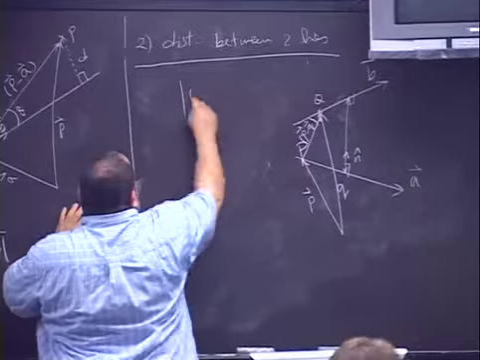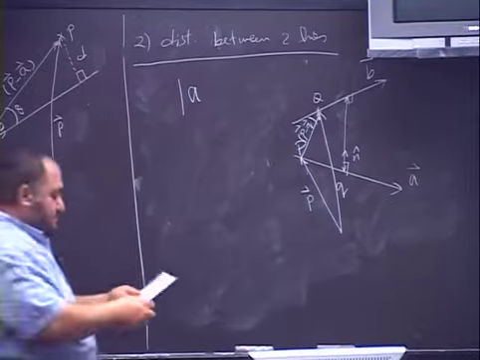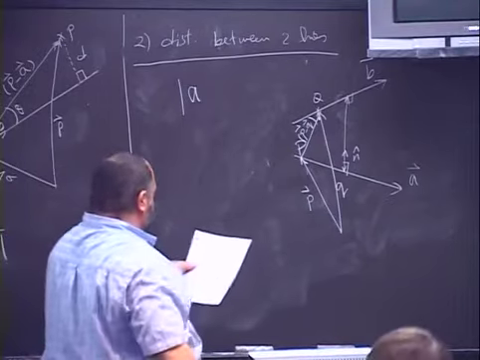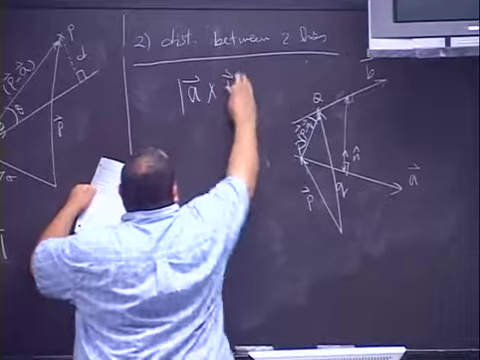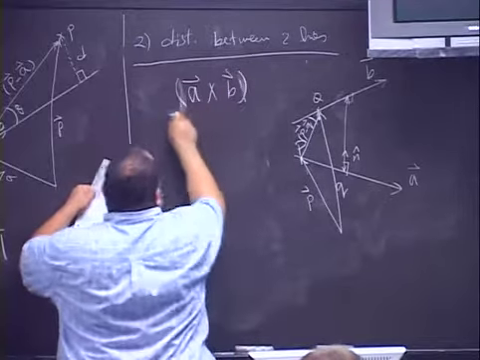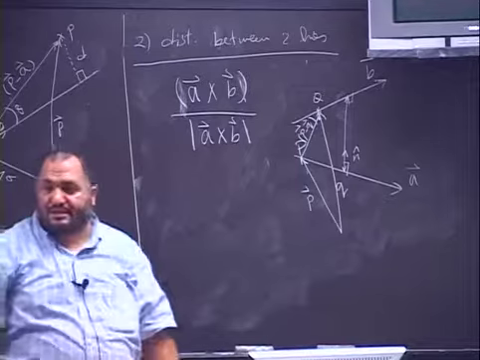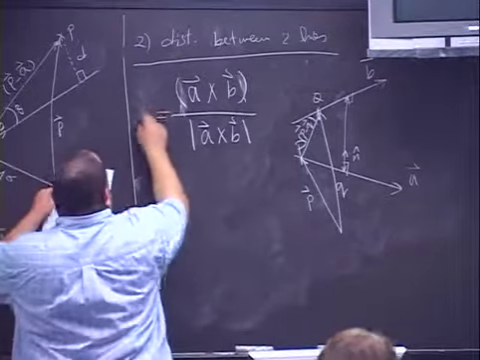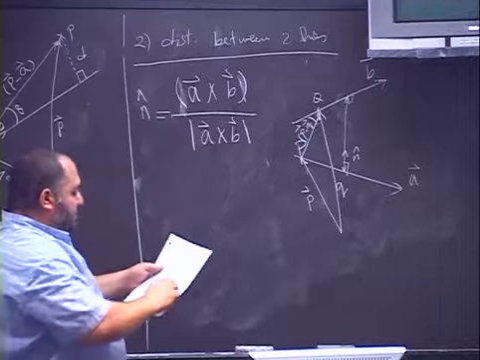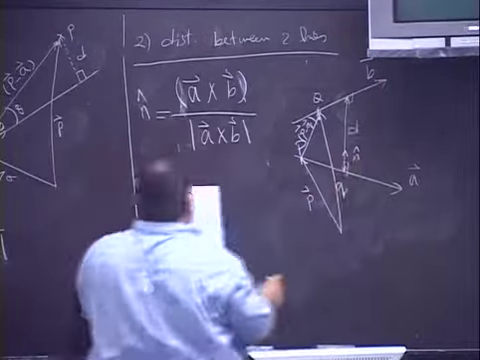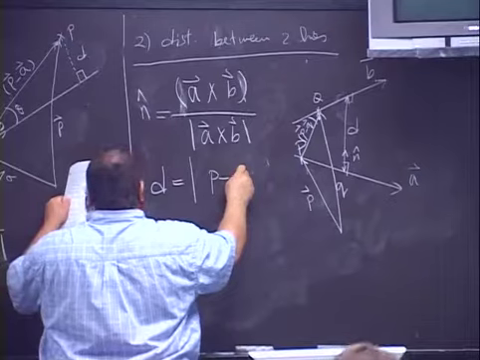So if you take vector A crossed with vector B, and then divide by the absolute value of vector A crossed with vector B, this will give you what? The unit vector perpendicular to both planes. So the distance D will be equal to the absolute value of P minus Q, dotted with N.